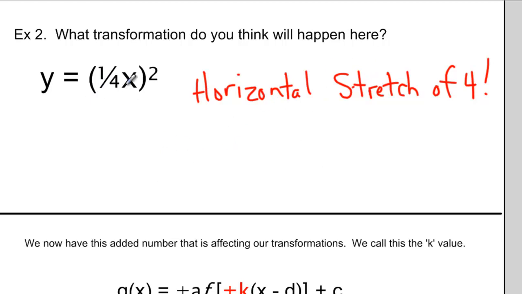Like I said, it's always backwards thinking to what you think. Anything with dealing with the x's. It's just how it turns out.